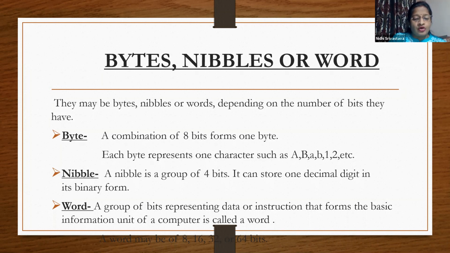Word: a group of bits representing data or instruction that forms the basic information unit of a computer is called a word. A word may be of 8, 16, 32 or 64 bits.